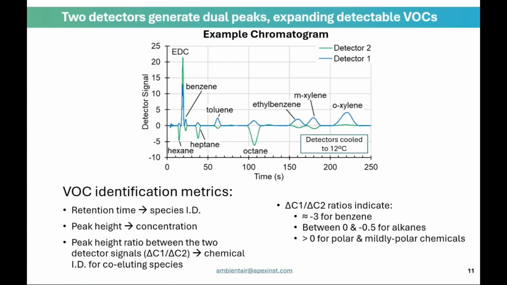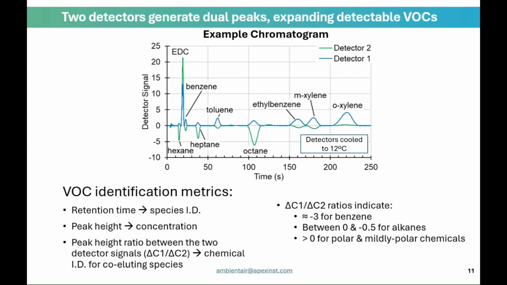Here's an example chromatogram generated with our VOC analyzer. And if you're familiar with gas chromatography, you'll notice that this doesn't look like typical gas chromatographs you've seen. There are two different peaks here, and this corresponds to the two different capacitive detectors that are used. Now, similar to regular gas chromatographs, we're using retention time along the x-axis to identify species, and we're using peak height along the y-axis to identify the concentration of a sample.